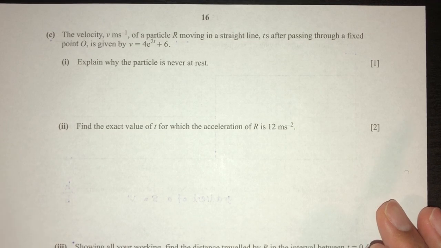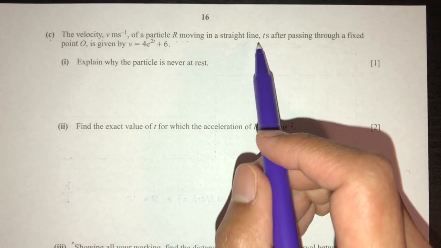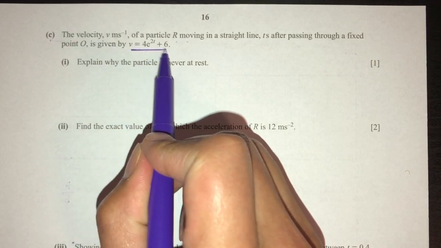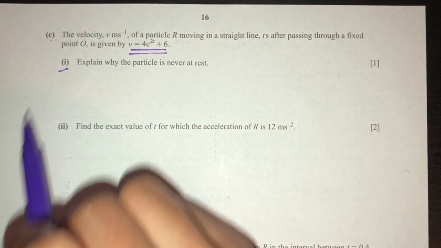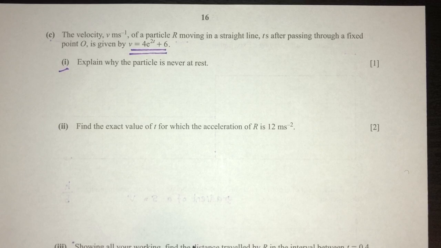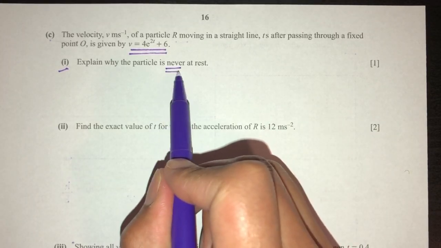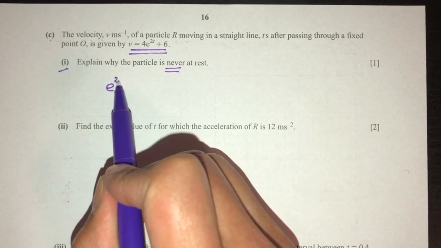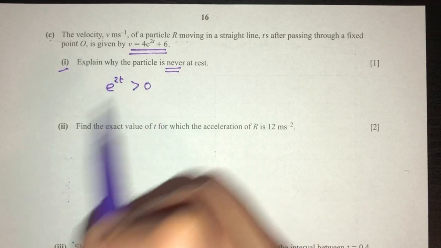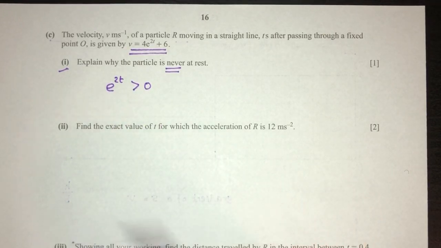Now let's move on to part C of this question. The velocity v of a particle R moving in a straight line, t seconds, is given to you by this equation. First one, explain why the particle is never at rest. So the reason why is because exponential 2 power t is always positive. That's why it will never be at rest.